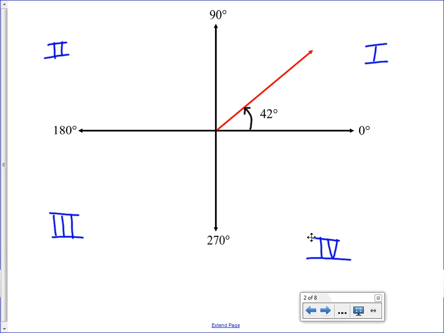Okay, but those are the quadrants. You're going to hear me talk about them a lot in this chapter to talk about where an angle is located.